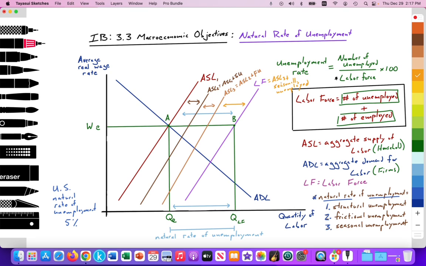So the labor force is composed of all of those that are seasonally unemployed, between this distance, all of those that are frictionally unemployed, the distance here, all of those that are structurally unemployed, the distance here, plus all of those that are employed. And that becomes our total labor force. So if we're able to alter the quantity of structural unemployment, frictional unemployment, or seasonal unemployment, that would increase or decrease the natural rate of unemployment. Okay, so that's it. That's what I want to discuss in this video.